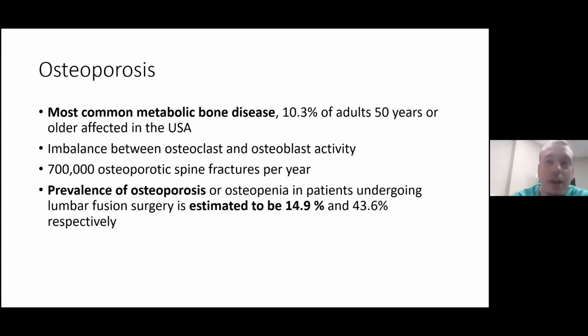So let's talk a little bit about osteoporosis. We all know it's the most common metabolic bone disease, affecting around 10% of adults over 50. It's an imbalance between osteoclast and osteoblast activity, and results in around 700,000 osteoporotic spine fractures per year. The prevalence of osteoporosis or osteopenia in patients undergoing lumbar fusion is estimated to be around 15 and 43% respectively. So it's quite a significant percentage in patients that are undergoing lumbar fusion surgery.